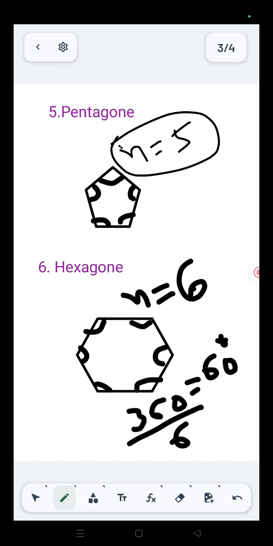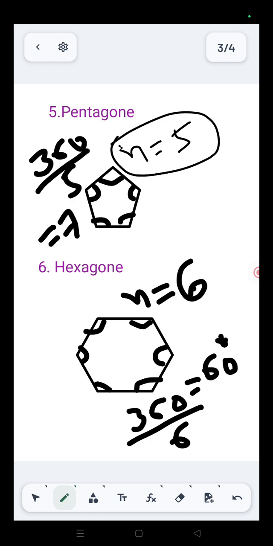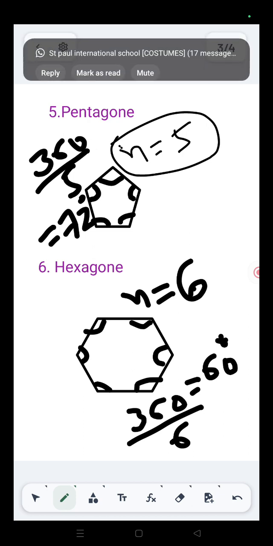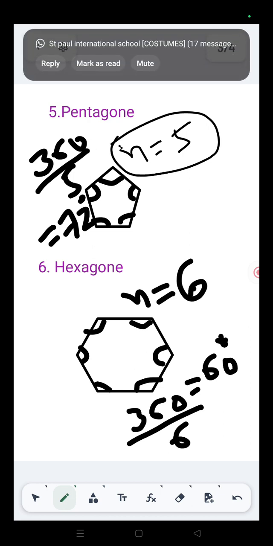In the case of a pentagon, how can you calculate each interior angle? 360 degrees divided by 5, so it will be 72 degrees. So each angle in a pentagon will be 72 degrees.